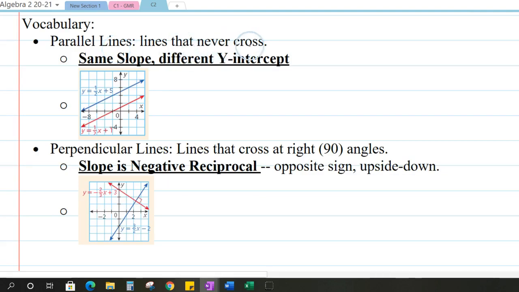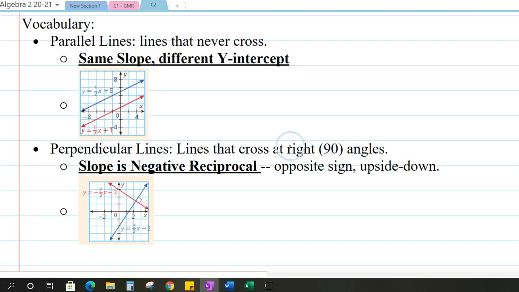Parallel lines are lines that never cross. They have the same slope, but a different y-intercept. So if we look at the picture, I have two lines that are both going up. So they both have positive slopes, and they gave us the equation. The slope is 1/2. Our y-intercept for the top one is at 5, and our y-intercept for the bottom one is different. So they have to have different y-intercepts. If they had the same y-intercept, they'd be on top of each other, which would be the same line.